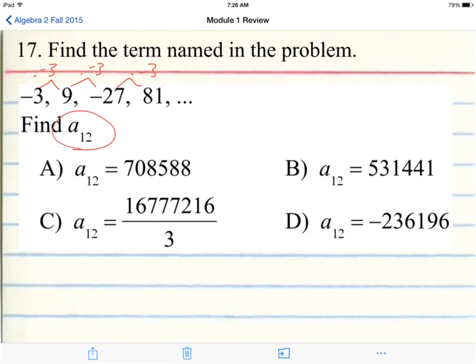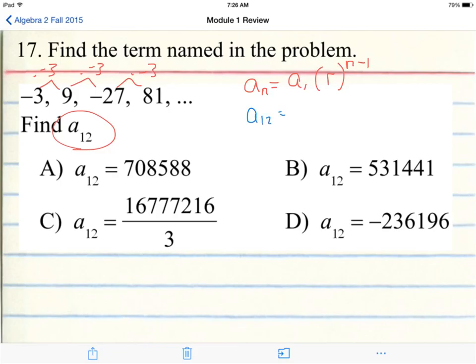So I'm going to start off with the explicit formula for a geometric sequence. I can get any term by taking the first term, multiplying by the common ratio r, raised to the n-1. Now that's a formula that's given to you on your EOC. And then I just need to substitute in the proper numbers. So they want us to find A12. That's the 12th number in the pattern.